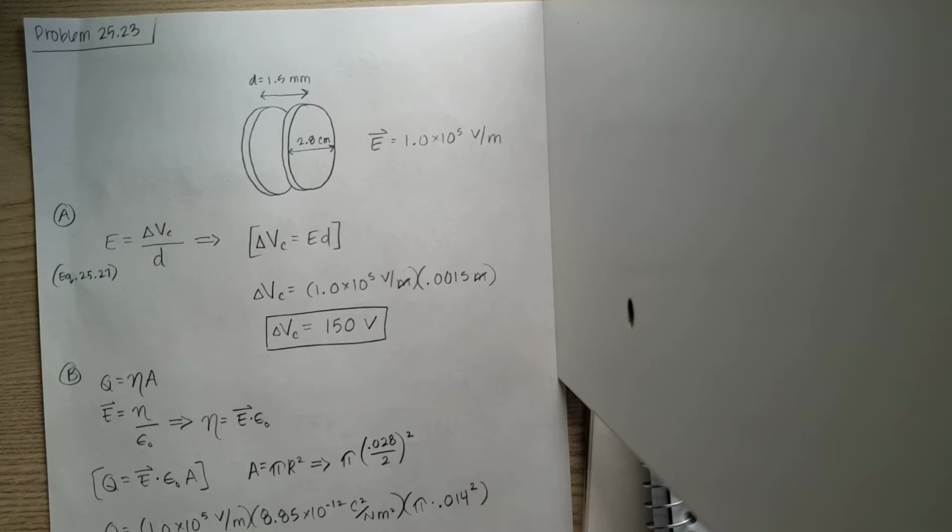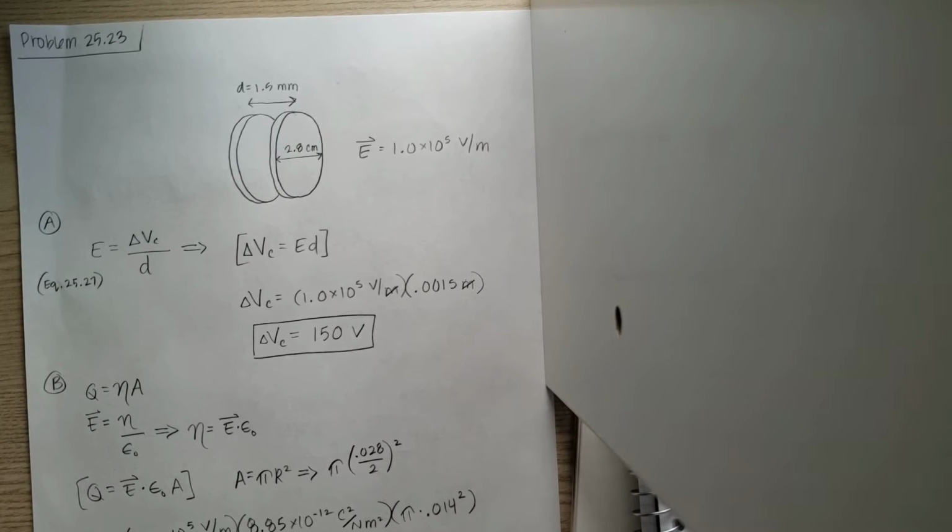25.23 from homework 4 states that a 2.8 centimeter diameter parallel plate capacitor has a 1.5 millimeter spacing. The electric field strength inside the capacitor is 1.0 times 10 to the 5 volts per meter. And for part A, they want us to calculate the potential difference across the capacitor.